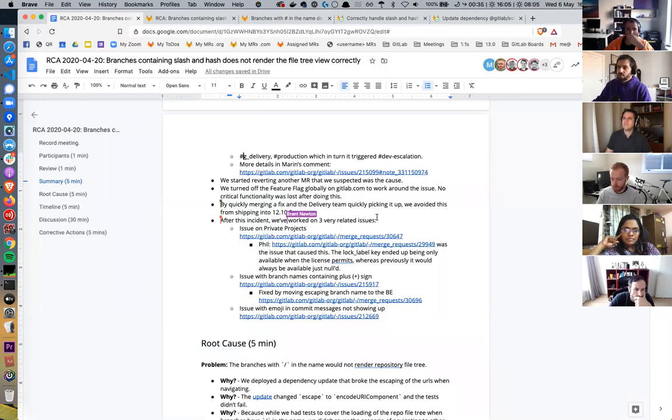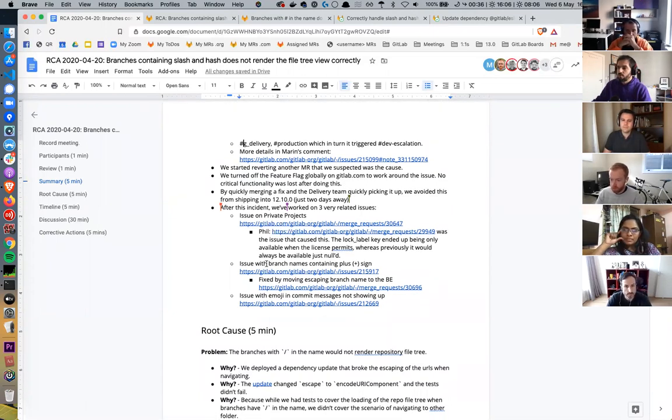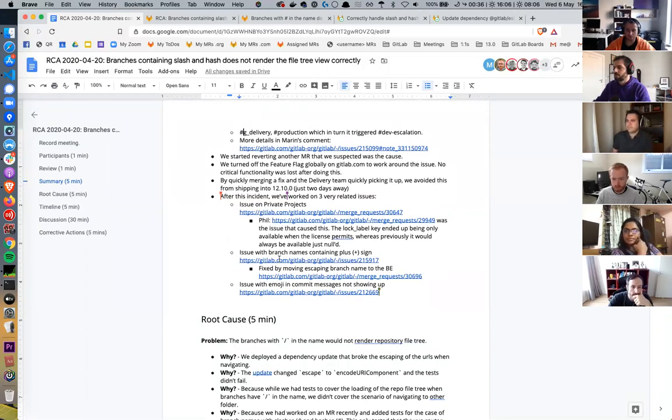I will add a note related to this: after this whole incident was fixed, merged, and corrected, and re-enabling the feature flag, which is down below in the timeline, we uncovered 3 related incidents. One was related to private projects failing to render the repository browser as well. Another issue with branch names containing the plus sign was also causing some issues. And a third was an issue with rendering the repository browser when the commit messages included an emoji. Okay, so they are not directly relevant to this incident, but they might be worthwhile keeping in mind when we're discussing corrective actions and the impact of this.